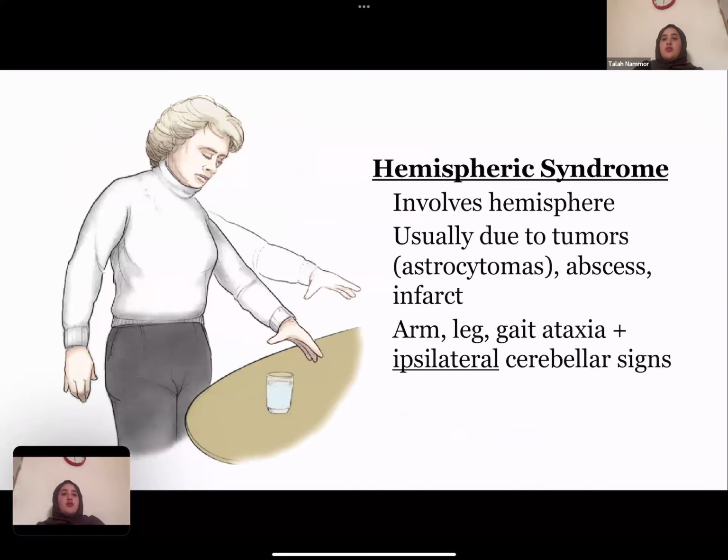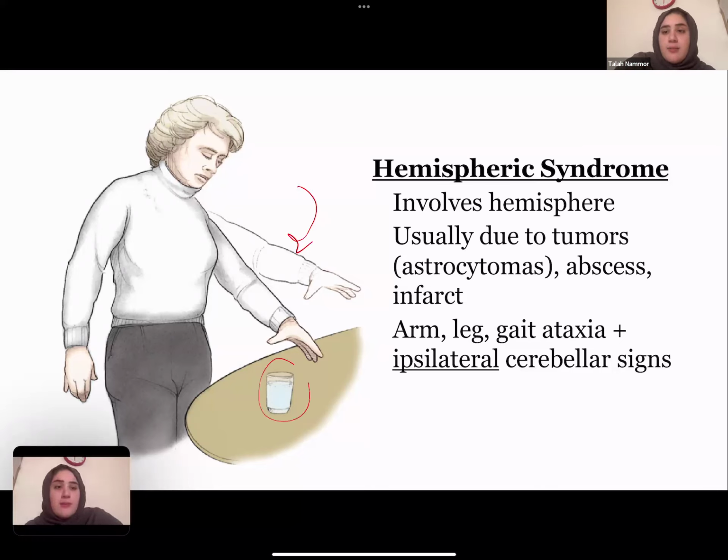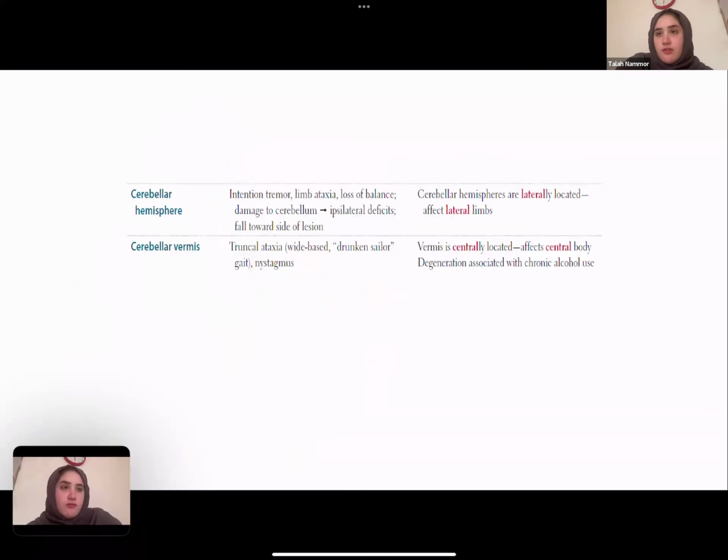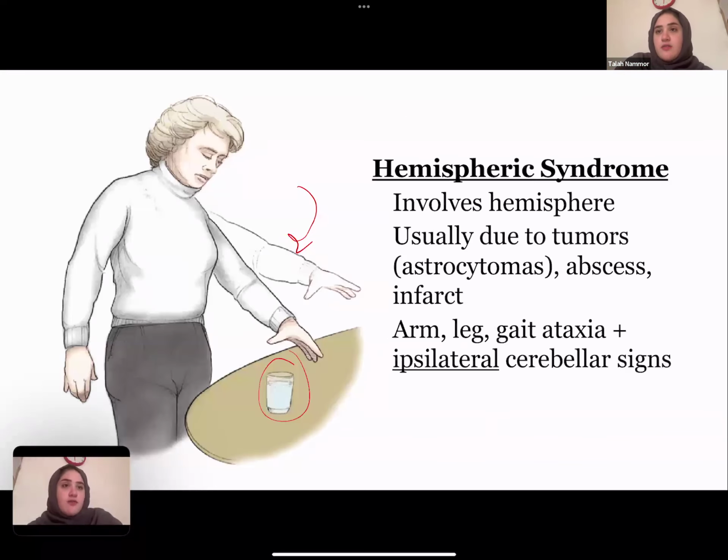Hemispheric syndrome involves the full hemisphere, so we're going to have everything. We're going to have ipsilateral cerebellar signs like dysdiadochokinesia, ataxia, everything you know for cerebellar signs. We're going to have arm, leg, and gait ataxia, and obviously we're going to have intention tremor. You see intention tremor here: he's trying to grab the cup of water, but while grabbing it, he's having a tremor. So this is what intention tremor is. It's usually due to tumors, abscess, and infarcts. That's everything for cerebellar syndromes.